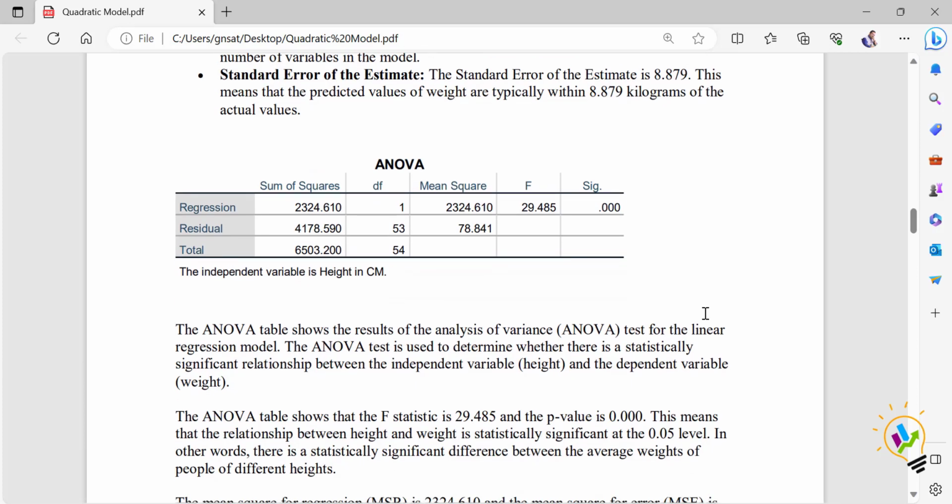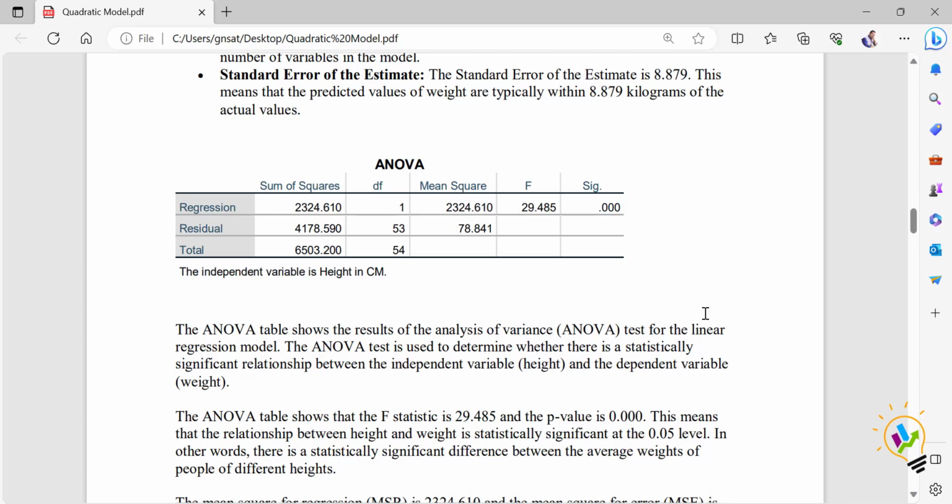This is the ANOVA table. The ANOVA table shows the results of the analysis of variance test for the linear regression model. The ANOVA test is used to determine whether there is a statistically significant relationship between the independent variable and the dependent variable. The ANOVA table shows the F statistic is 29.485 and the p value is 0.000. This means that the relationship between the weight and height is statistically significant at the 0.05 level.